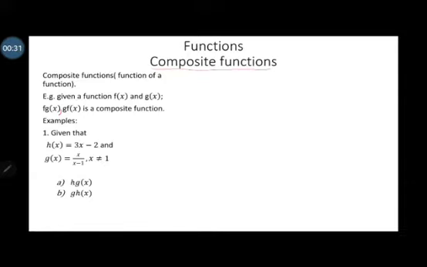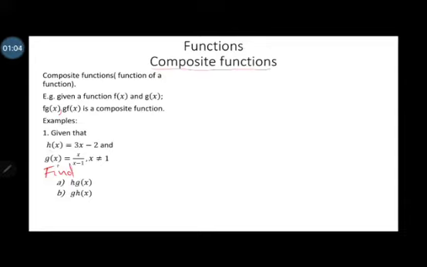So given that h of x is equal to 3x minus 2 and g of x is equal to x over x minus 1, given that x is not equal to 1, so there's this condition because we don't want to have 0 as a denominator. Find hg of x. So before we go to our working, I'd love to highlight something on the function notation.